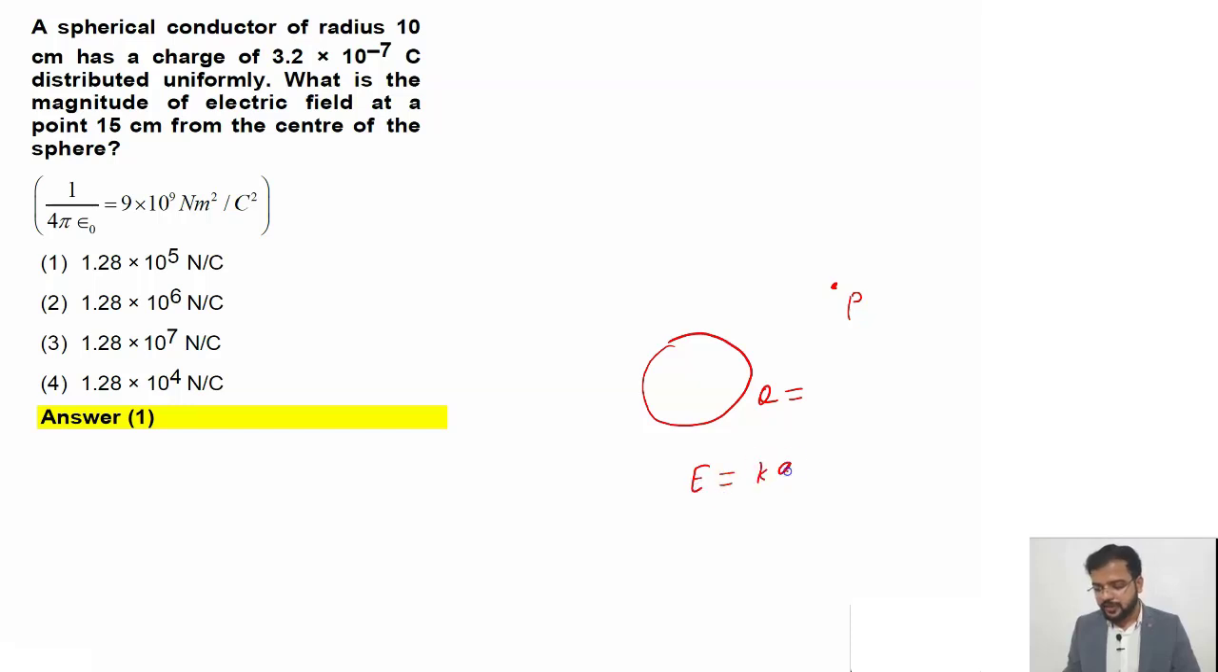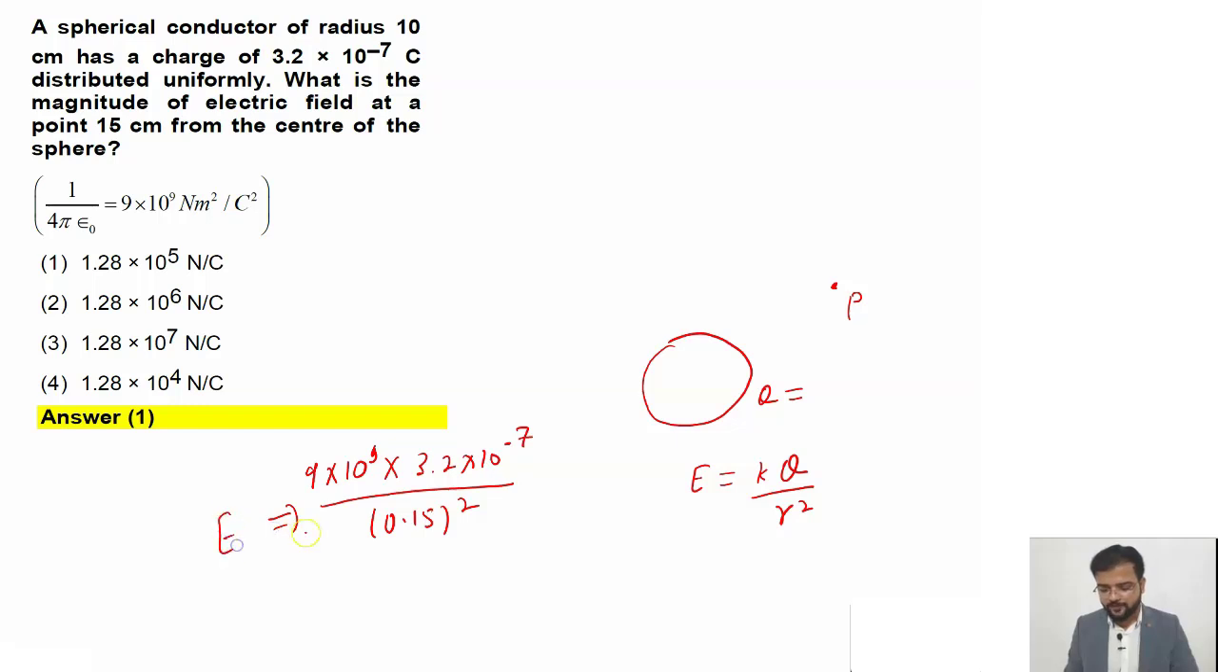So what we have to do here is just apply this formula: E equals kq by r square. Here k is 9 into 10 raised to 9, correct? Q is given, 3.2 into 10 raised to minus 7 coulomb. Just put this. And r is the distance, already given as 15 centimeter. Just put this value over here, 0.15 square. After solving this equation, you will get the electric field. It will become 1.28 into 10 raised to 5 Newton per coulomb. That's why option number 1 is correct over here. Let's see the next question.